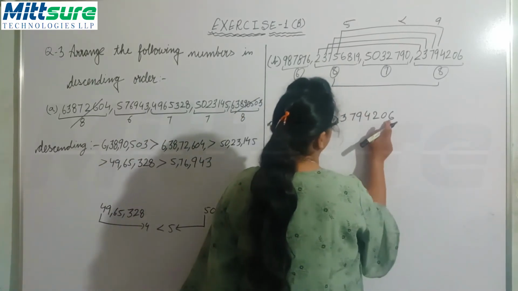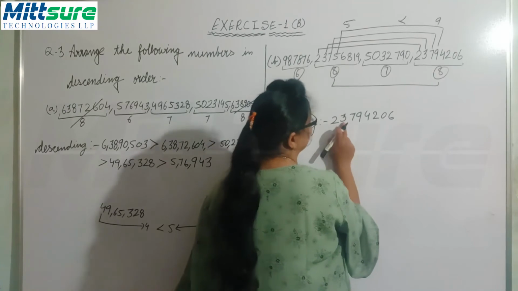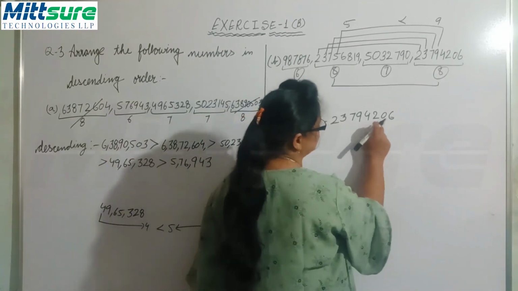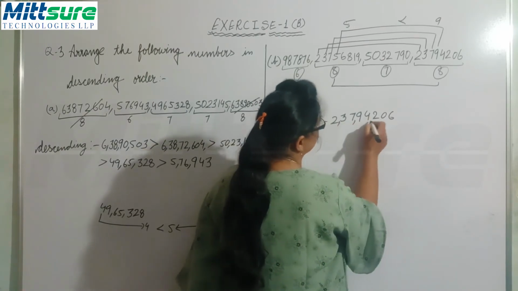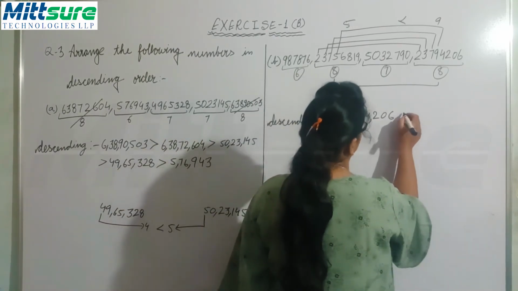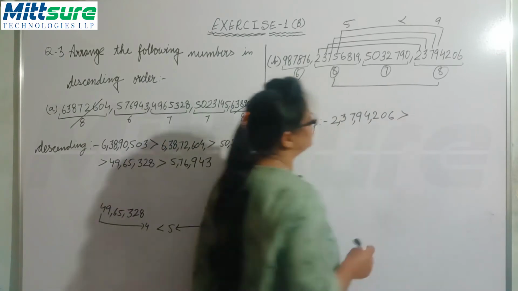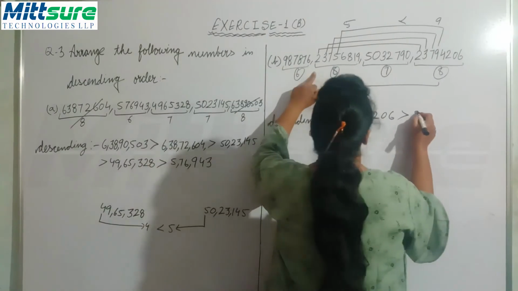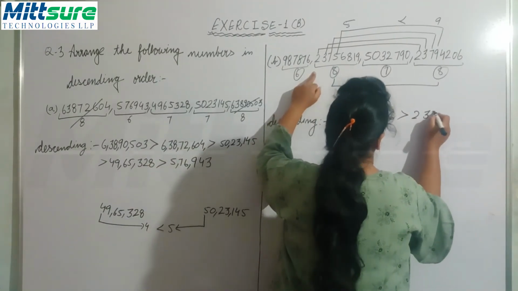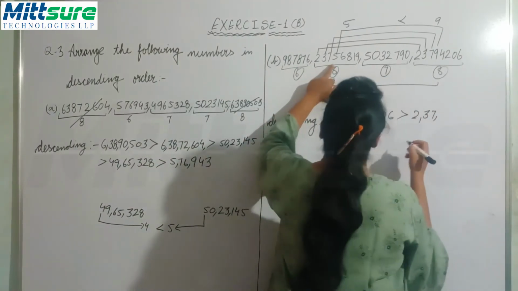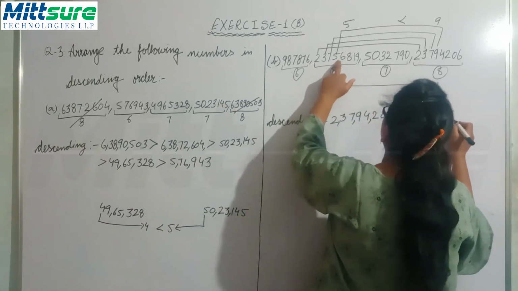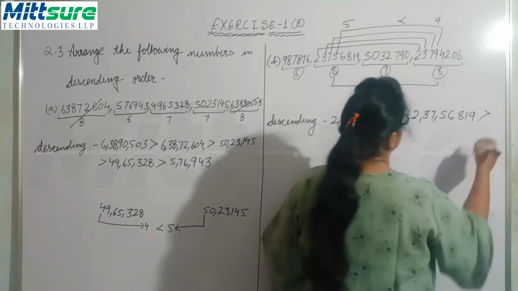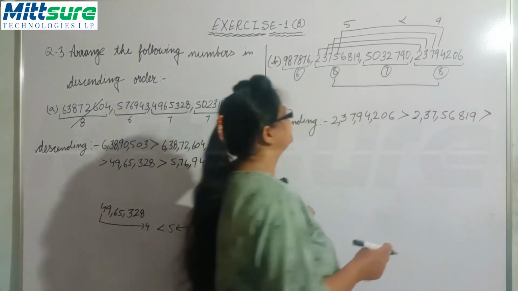Now we can say this is 2 crore 37 lakh 94,206, and this is the greatest number. Now we have to search the lesser number than this, that is 2 crore 37 lakh 56,819. Now I have to search the lesser number than this.